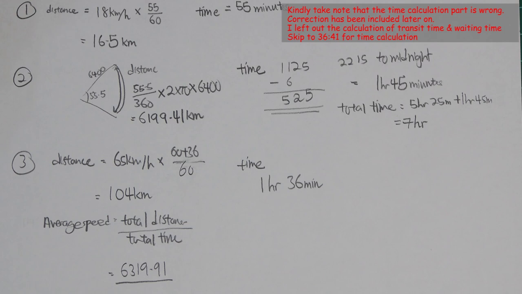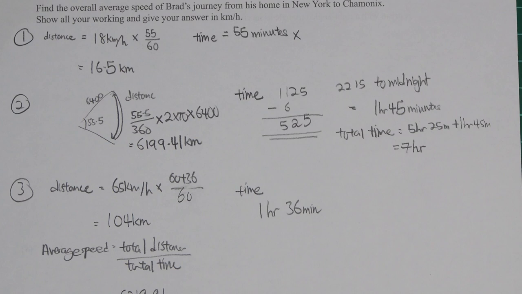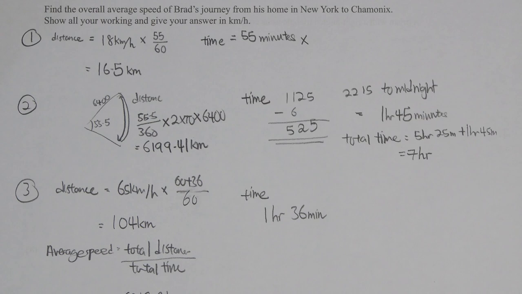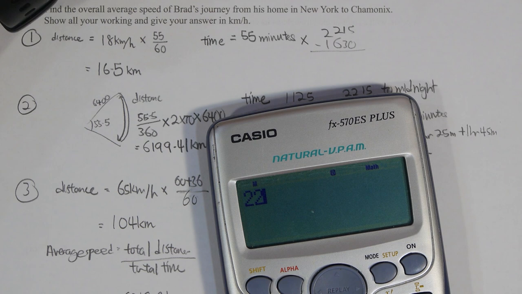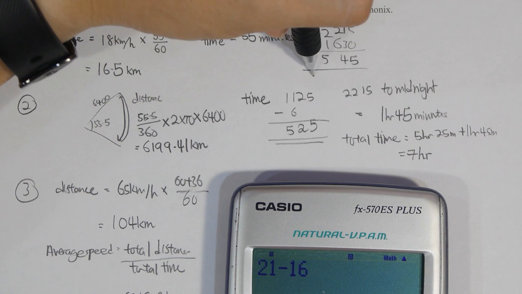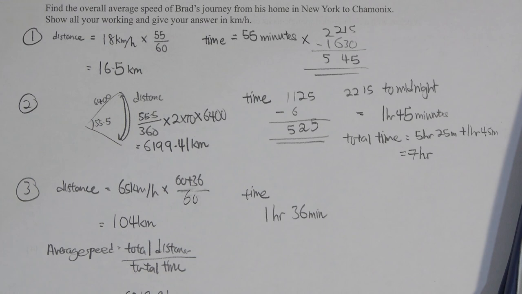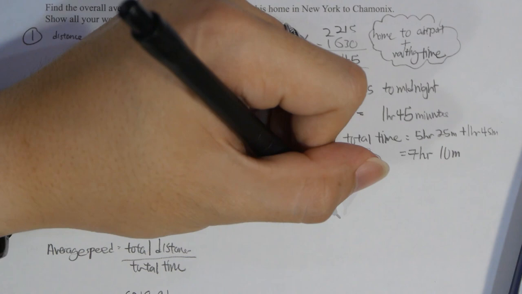So the time calculation that I have there wasn't entirely wrong, but the problem is the question specifically mentioned from his home to Chamonix. Okay, so the things that I left off for the time calculation is the transit time, the waiting time. So after adding the transit and waiting time in, okay, arrange the time calculation properly, you should have 16 hours and 6 minutes.